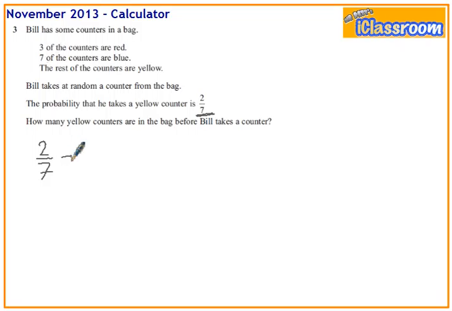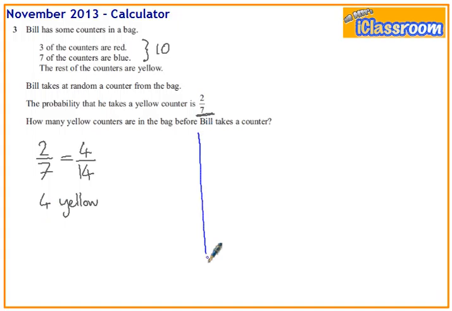So let's think of something else that is similar to 2/7. Well, doubling, I get 4/14ths. Well, 4 out of 14, if there are 14 counters in the bag, then there will be 4 yellow counters. I've already got 10 counters here, and my probability here is telling me it's out of now 14, so I need an extra 4 counters. So it would make sense for me to say that there were 4 yellow counters.